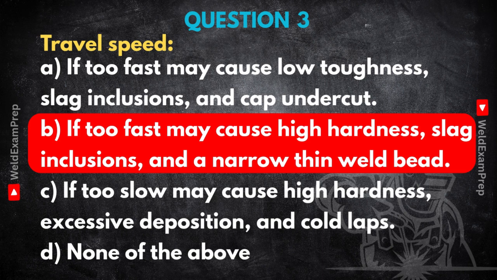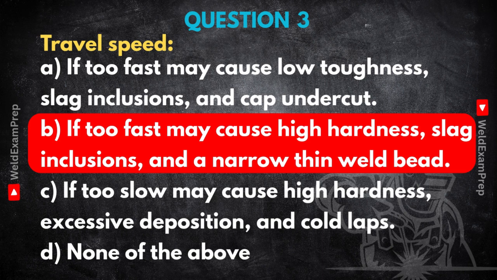Then slag inclusions. If you're using a process like MMA or flux cord that produces slag, moving too fast just doesn't give the molten slag enough time to float up to the top of the weld pool before the metal freezes. So bits of slag get trapped inside the weld. Not good. And finally, the narrow, thin bead. That's almost intuitive, right? If you race along, you're just not depositing as much filler metal in any given spot.